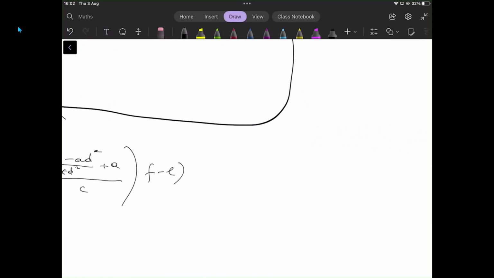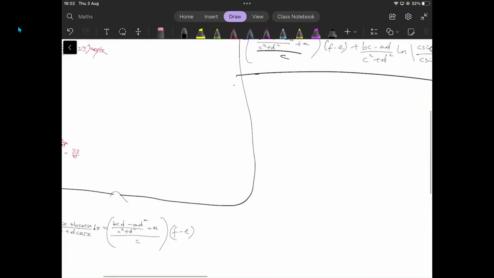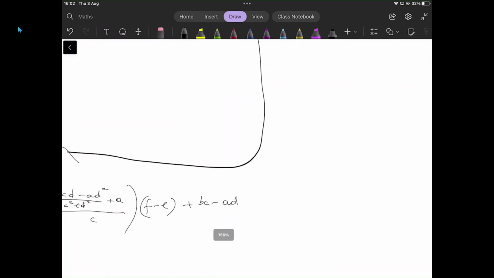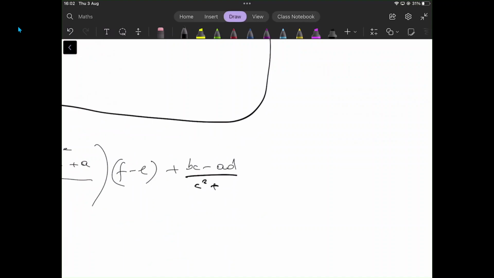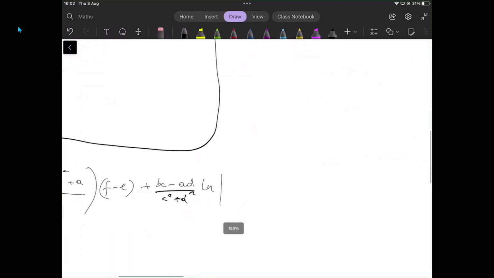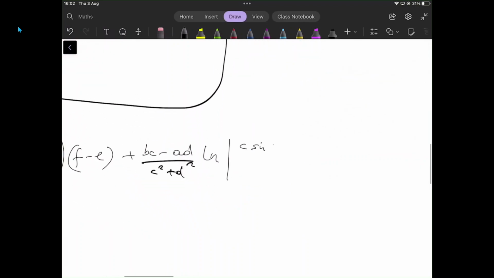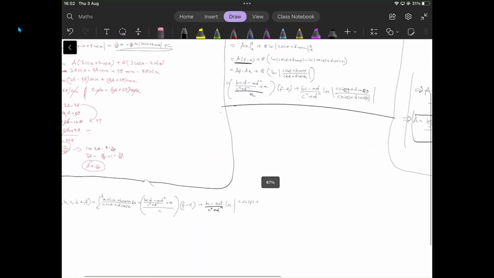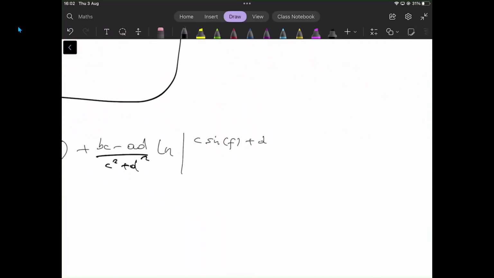Plus whatever we got for the value of capital B, which is BC minus AD over C squared plus D squared, times the natural log of C sine F plus D cosine F over C sine E plus D cosine E, like this. Right, there we are. This is actually very nice, and I think it's done.